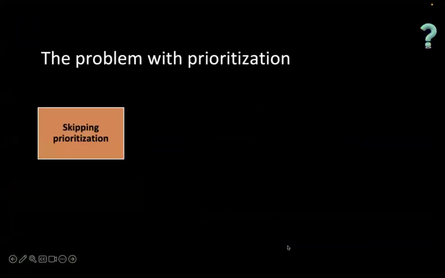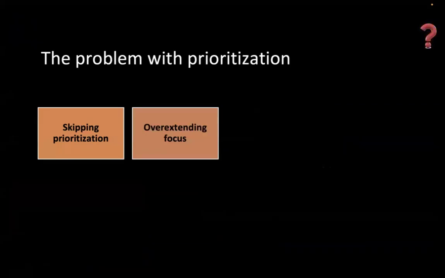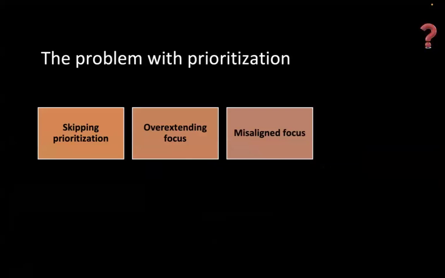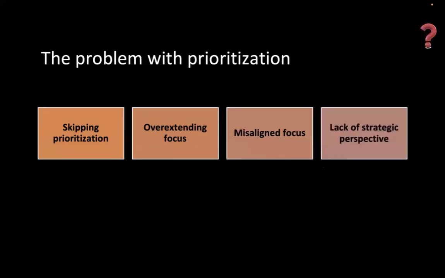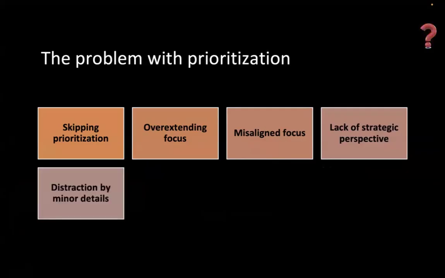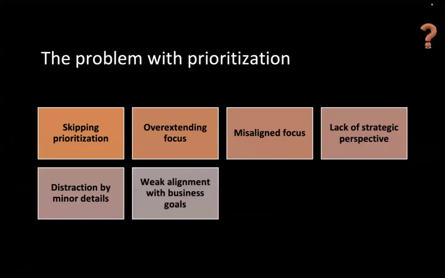What problems do we have with prioritization? Well, first off, not dedicating enough time and relying on the flow. Then overextending the focus, trying to solve too many problems at once. Misaligned focus, where we're addressing problems that don't have the greatest value. Lack of perspective when we are failing to consider the bigger picture. Just being distracted by minor details and little things that pop up here and there, as well as weak alignment with business goals, not linking to big business goals of the organization.